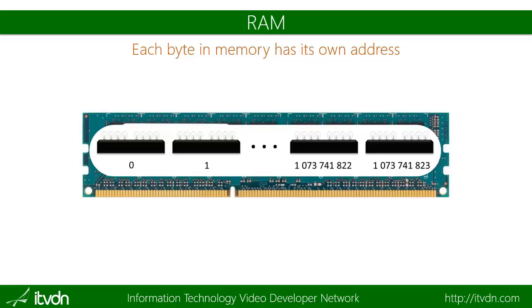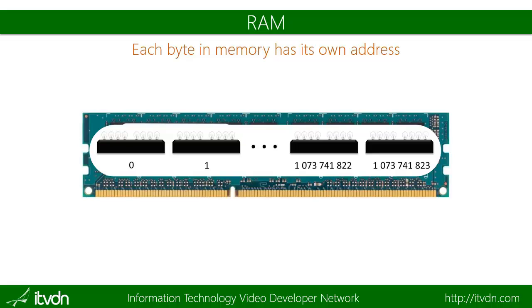Bytes have what we call an address. This is basically the position of the byte in your RAM, starting from 0 to the maximum number of bytes you have. In this case, we have 1 gigabyte, meaning we have about 1,073,741,823 bytes. If you have 2 gigabytes, technically you have about 2 billion bytes. If you have 4 gigabytes, you have about 4 billion bytes. And it goes on like that.